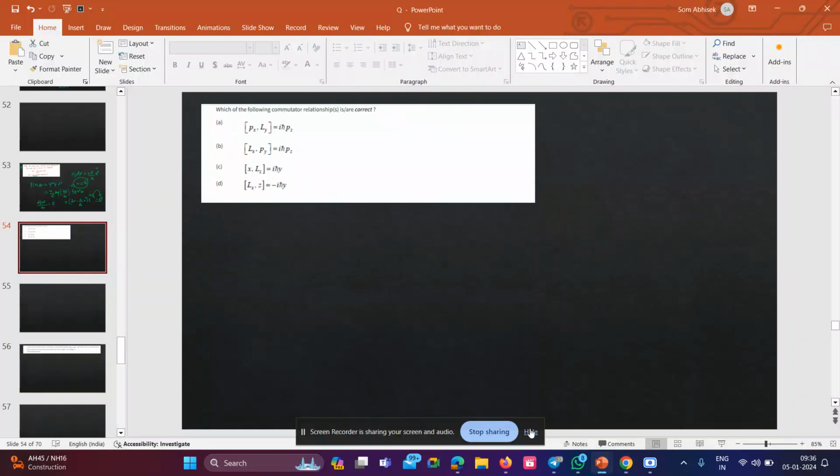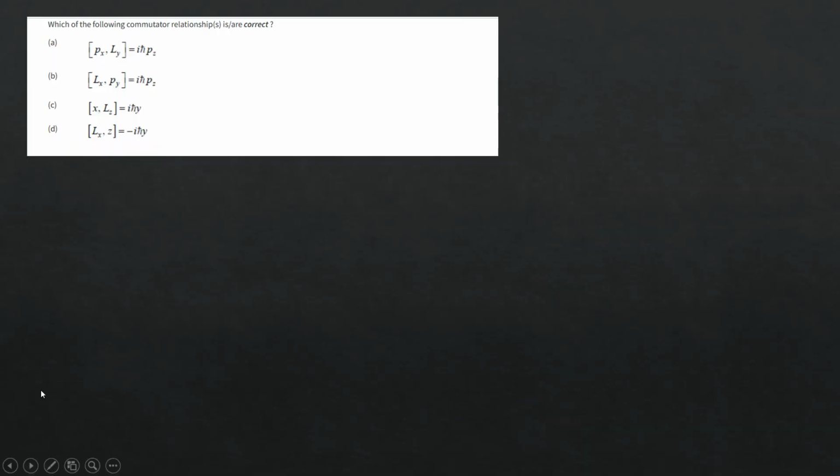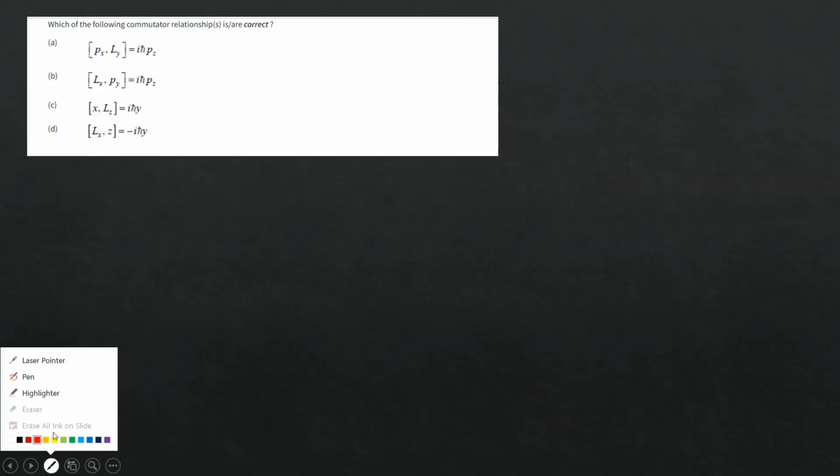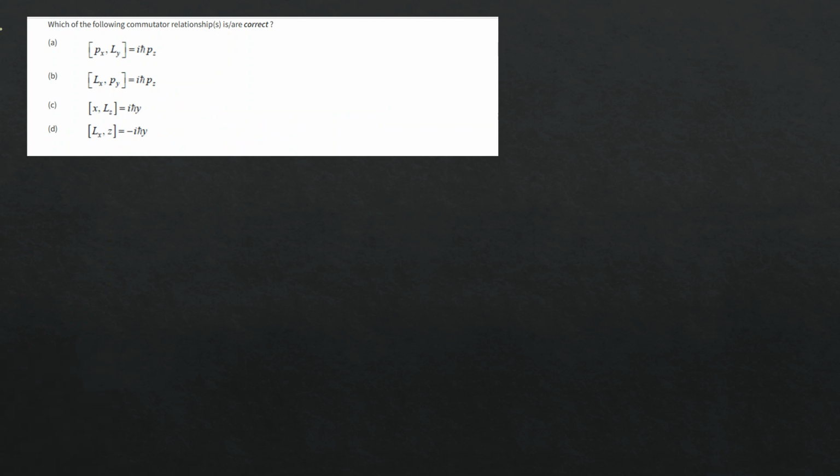Okay, so this is another video in the quantum mechanics numerical assessment series, and this will be question number 26 in this series. Which of the following commutator relations is correct? This is an MSQ question from GATE. MSQ questions are really conceptual, and this is one of them.